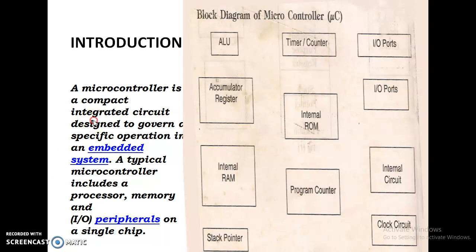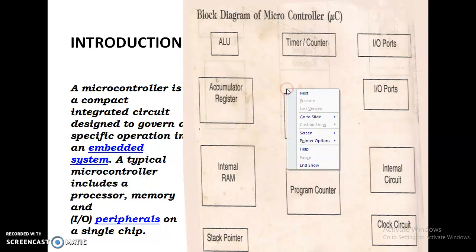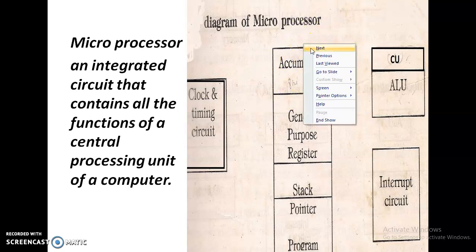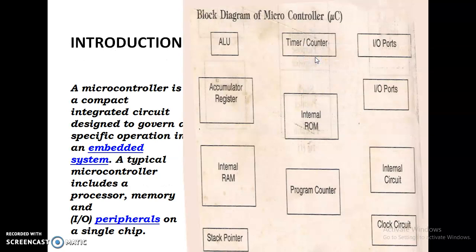A microprocessor. Let us see the block diagram of a microprocessor. A microprocessor is an integrated circuit that contains all the functions of a central processing unit of a computer. So as the definition says, the microprocessor is the one which contains all the functions of a CPU of a computer. As you can see in the block diagram, it has the following blocks. But in addition to that, the microcontroller has internal ROM on chip, RAM on chip, and IO ports and other circuitry.